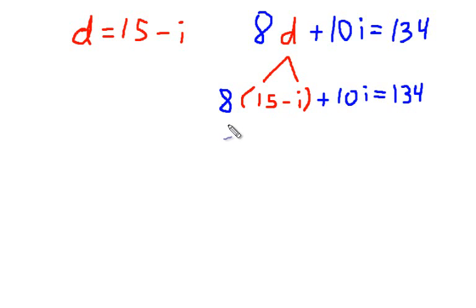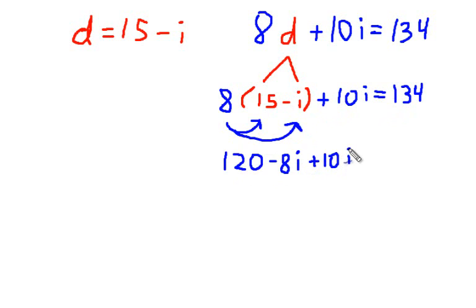Okay, the next step here is to distribute. So I'm going to distribute this inside the parentheses. Okay, 8 times 15. I know 15 times 2 is 30. So 30 times 4, that's going to be 120. Okay, 8 times negative I is going to give me negative 8I. Okay, we have plus 10I equals 134.